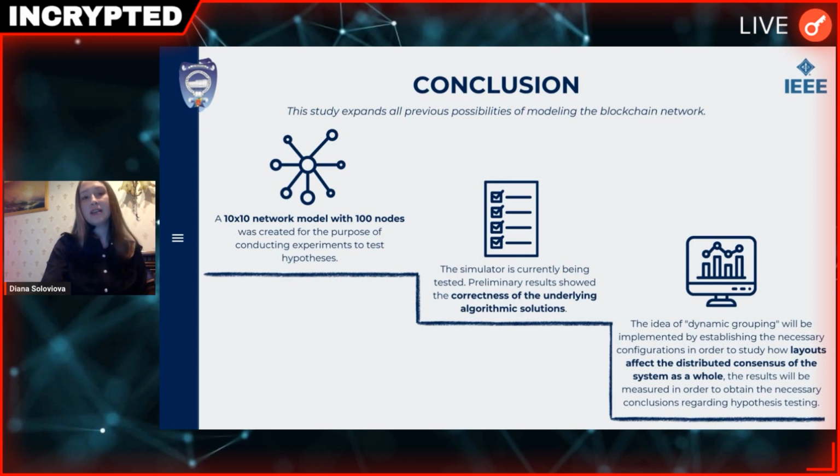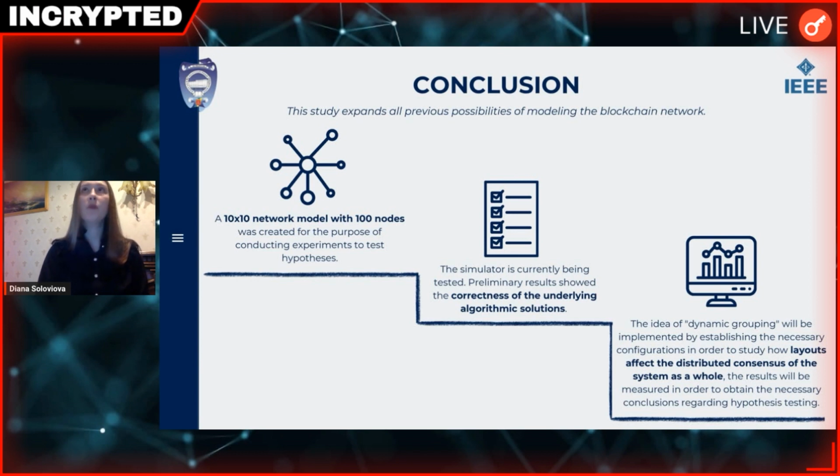So, this study expands all previous possibilities of modeling the blockchain network. A 10x10 network model with 100 nodes was created for the purpose of conducting experiments to test hypotheses to minimize time spent on transactions in a blockchain system with proof of work consensus mechanism by realizing the dynamic grouping idea. The simulator is currently being tested. First results showed the correctness of underlying algorithmic solutions.